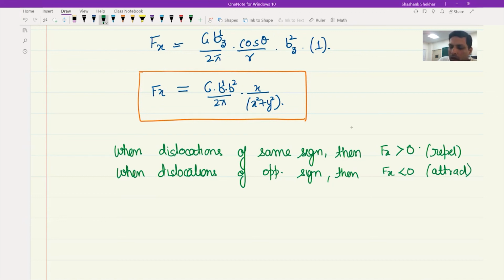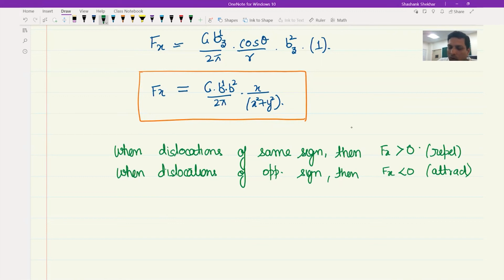So this is the relation, or the forces acting between two parallel screw dislocations. And here also we see that the same thing turns up. The dislocations of same sign will repel, and dislocations of opposite sign will attract. And again, we could have used the same argument of energy also, and we would have obtained the same relation.